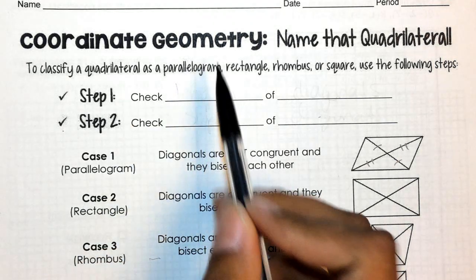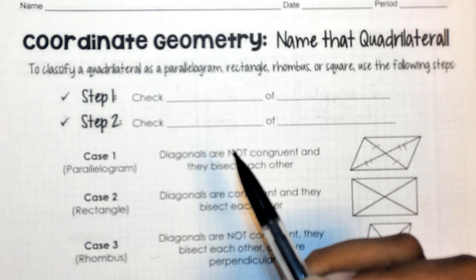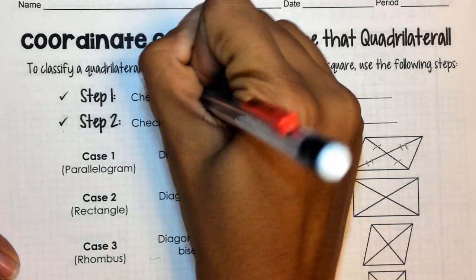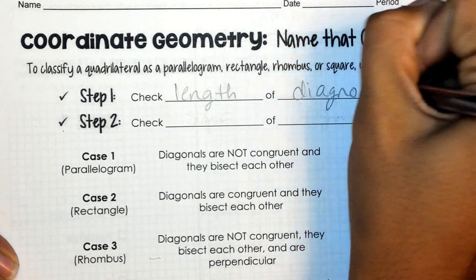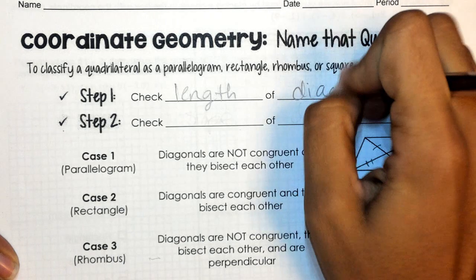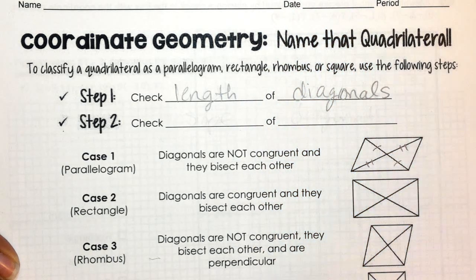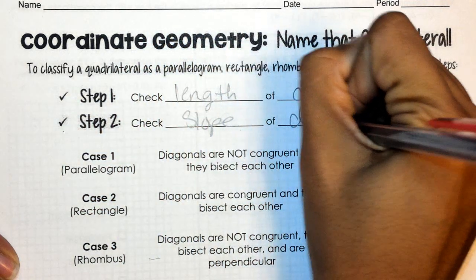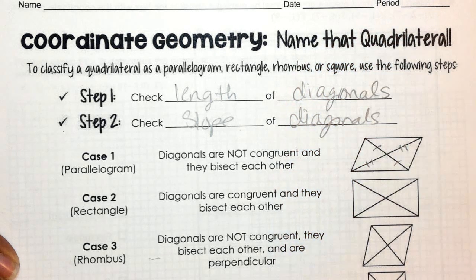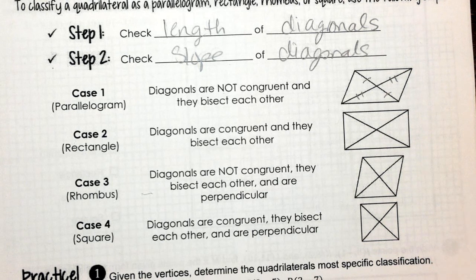There's two things you have to check in order to see what kind of quadrilateral it is. The first thing you're going to check is the length of the diagonals. Then you're going to check the slope of the diagonals. And that's it. Once you check the length of the diagonals and the slopes, you will automatically be able to tell if it's a parallelogram, rectangle, rhombus, or square.